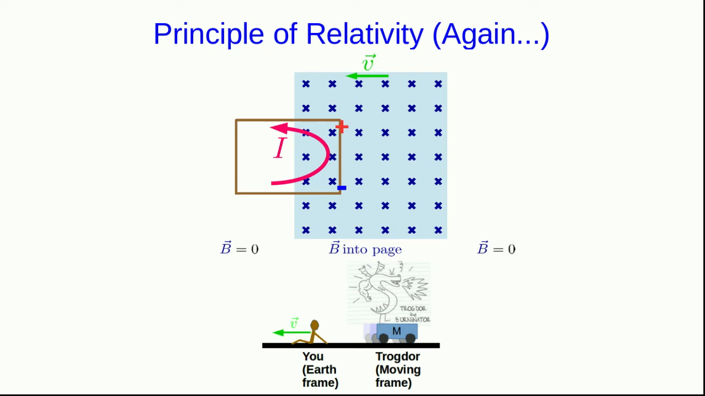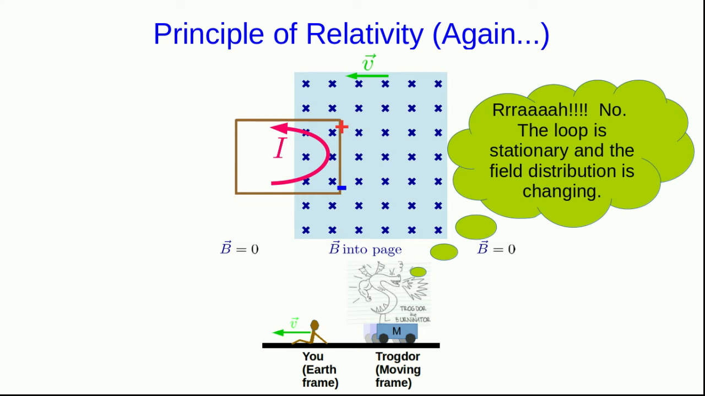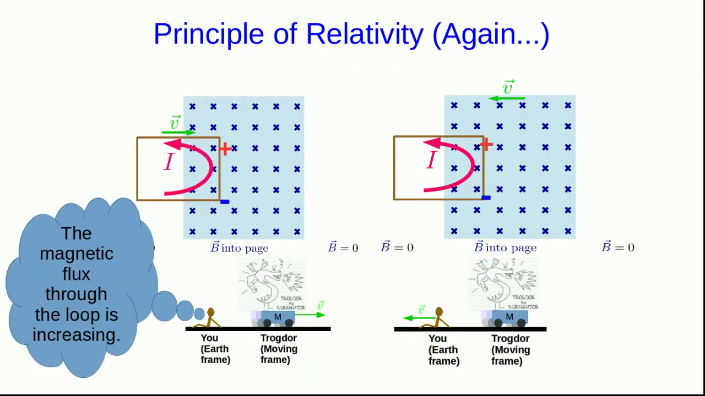So either the source of this B field is moving, or there are multiple sources and their behavior is changing, but either way, the way the field is distributed in space is changing. So according to Trogdor, the loop is stationary and the field distribution is changing. However, you both definitely agree that a current flows in the loop. For example, you could measure that the loop of wire warms up because of the current running in it. And so what you can agree on is that the magnetic flux through the loop is increasing. Whether you're in your frame or Trogdor's frame, you see that that magnetic flux is increasing.